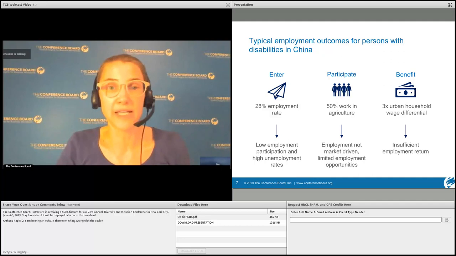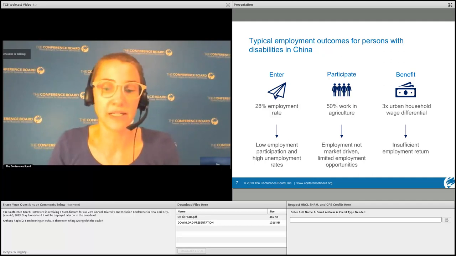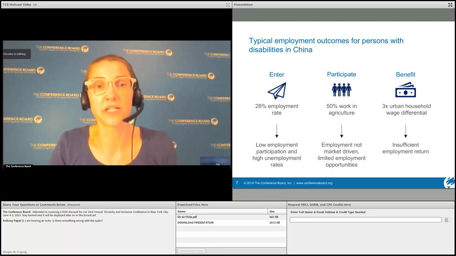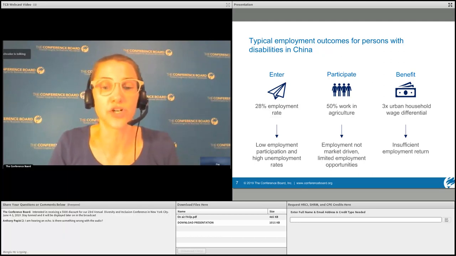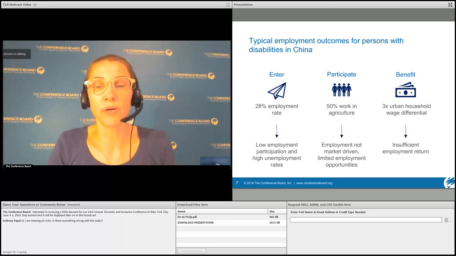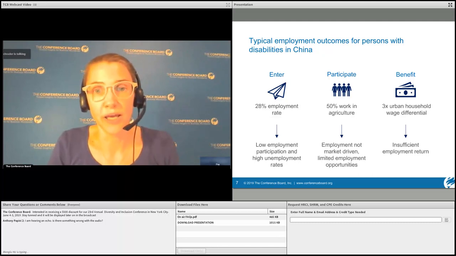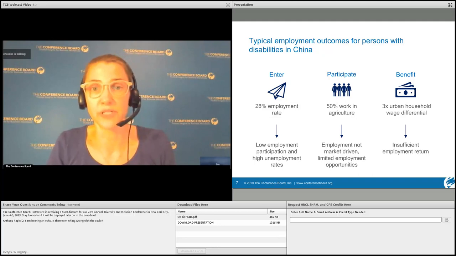Even though this quota is in place and has been in place for many, many years, the employment outcomes for people with disabilities in China are still relatively bleak. So we're looking at a picture where we see low employment participation overall and relatively high unemployment rate amongst the population of people with disabilities.